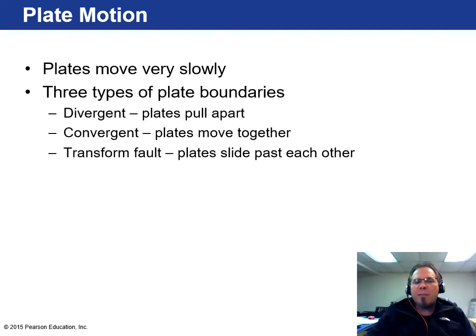Now, there's three types of plate boundaries that you can have. You can have divergent plate boundaries where you have plates that are being pulled apart, and then new Earth is being pushed up underneath it. And those are the youngest rocks on Earth. They're just born. The plates move apart, new Earth is formed. They move apart some more, new Earth, and you get the idea.